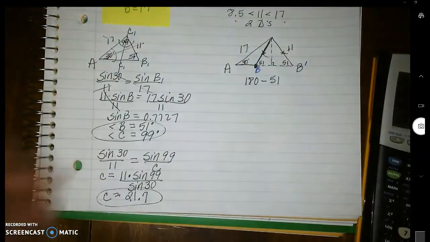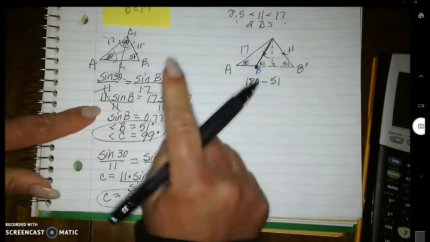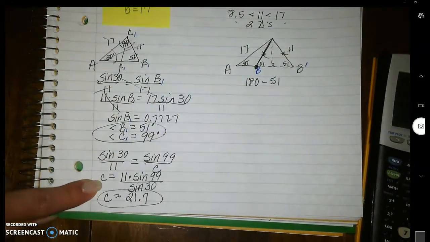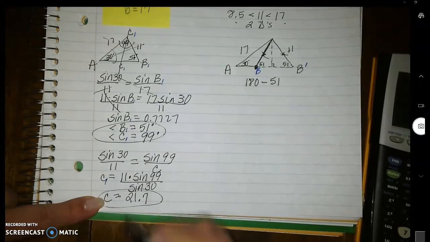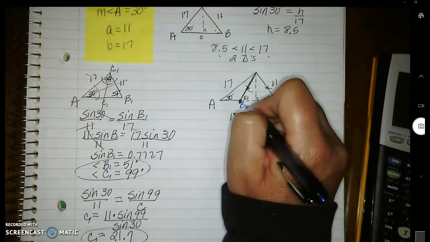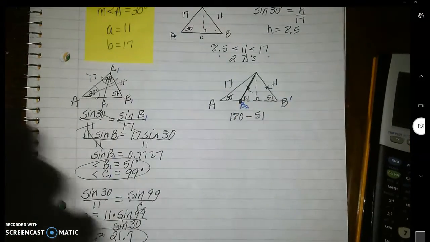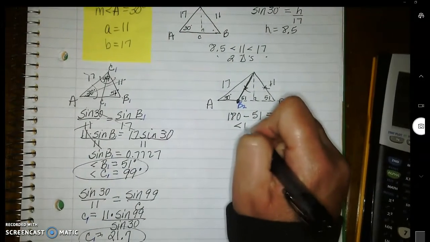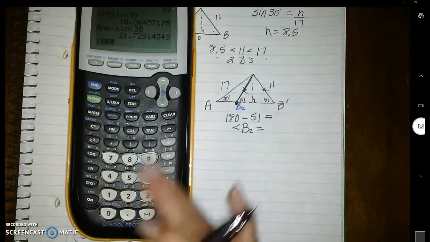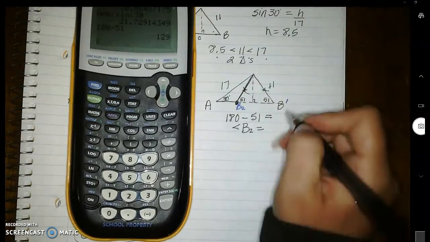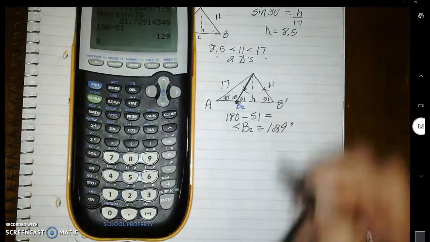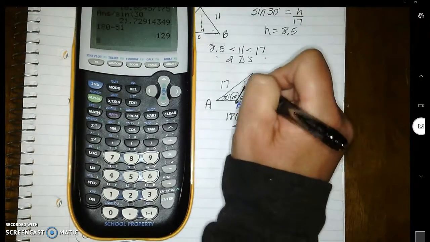So on my first triangle, I'm looking for these: angle B sub 1, which gives me an angle C, and then a side C. So you can certainly use the subscripts to help you. I am going to call this B sub 2. So angle B sub 2 is just going to be 180 minus 51, which is 129 degrees.